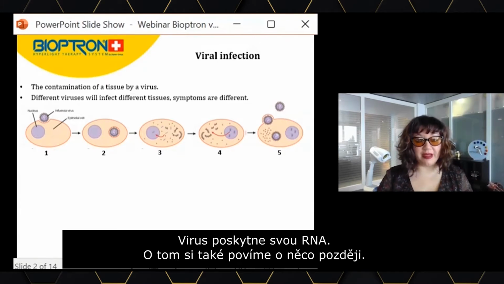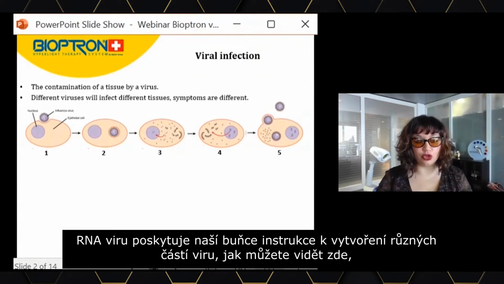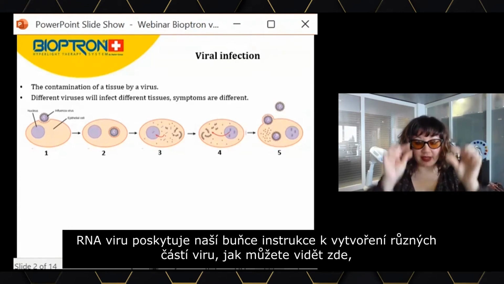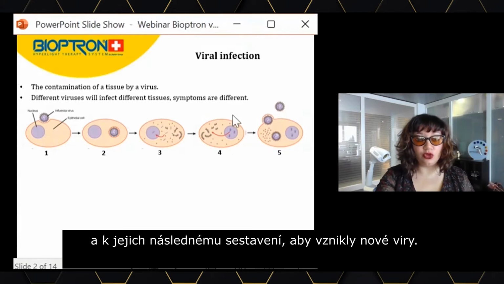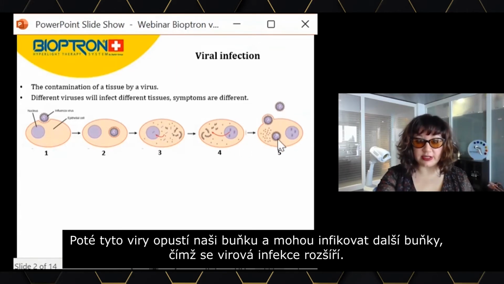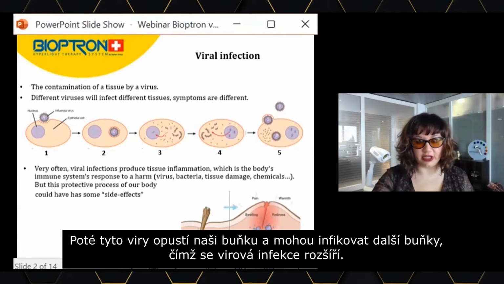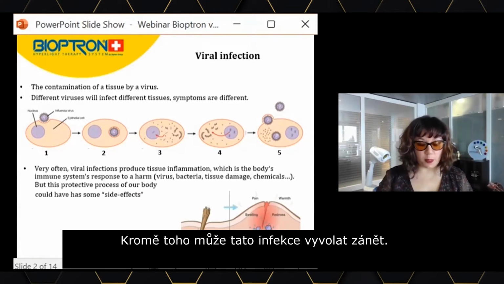The virus will provide its RNA, which we will also talk a little bit about later. The RNA of the virus provides to our cell the instructions to construct different parts of the virus, as you can see here, and then to assemble them to make new viruses. Afterwards, these viruses will go out of our cell and will be able to infect other cells, spreading the viral infection. On top of that, this infection can provoke an inflammation.